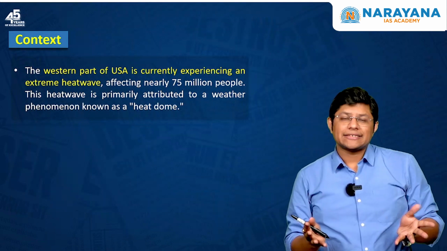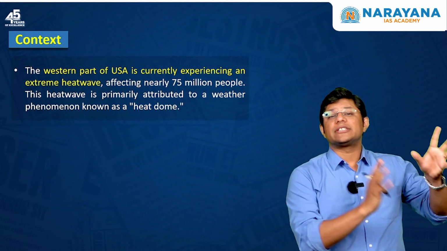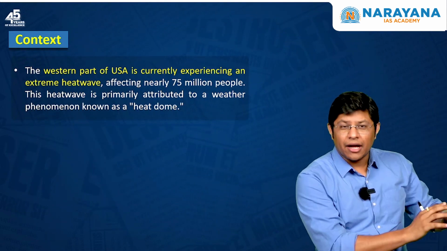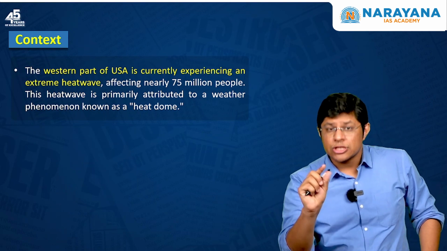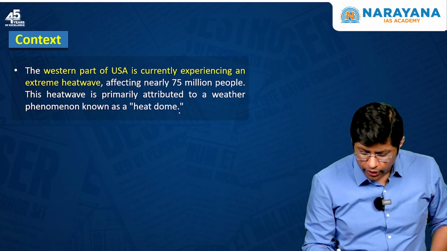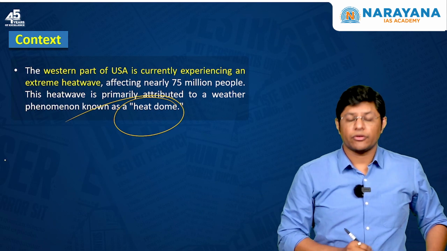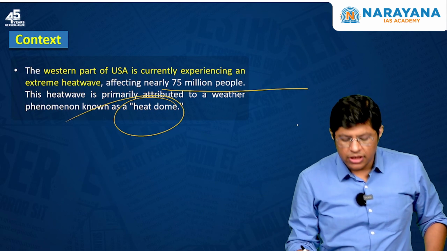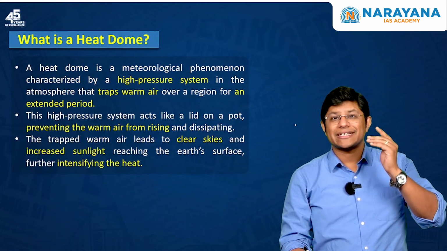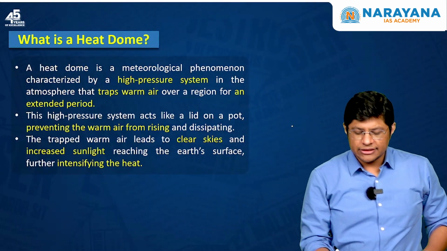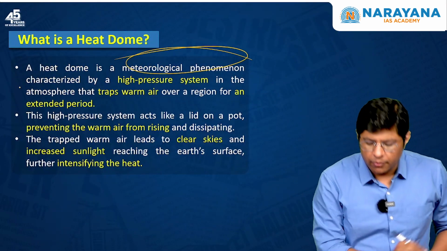What is the context? The context is that the western part of the United States of America is reeling under a severe heat wave. This is known by the phenomenon of heat dome, because of which 75 million people have been affected. Let us know more about what is a heat dome. Now, this is a meteorological phenomenon.